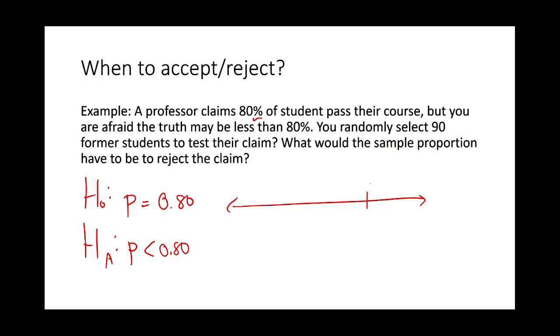Now, question is, so this is their claim. Their claim is that the truth is 80%. Now, my question to you is, how far down the line would you have to go in order to no longer believe their claim? Because you're going to go out and take a sample. You're going to get 90 people, and from that you're going to get some p hat, right, from those 90 people. So, if you talk to 90 people, what if your sample proportion was like 0.78?